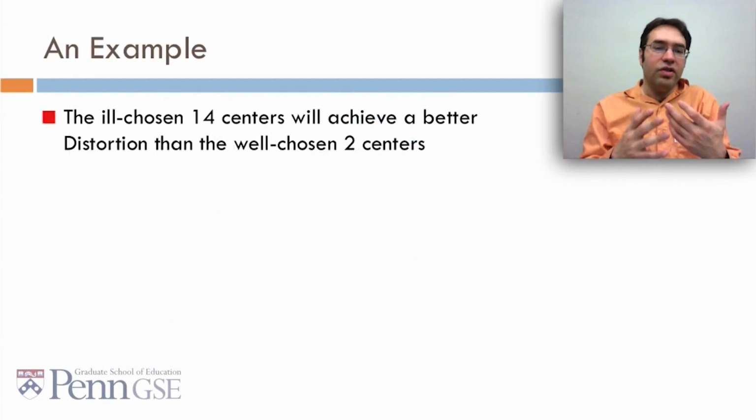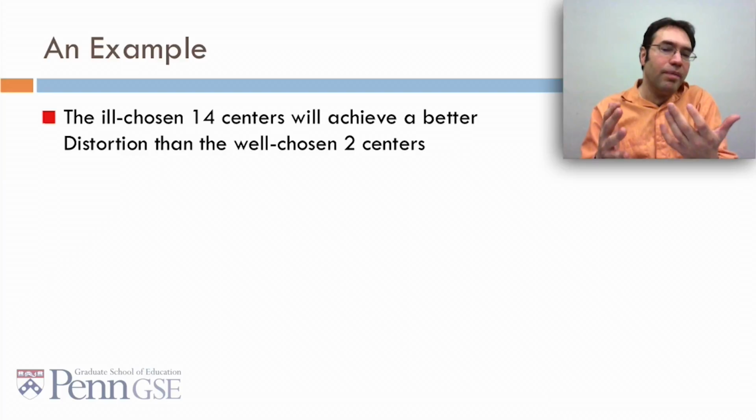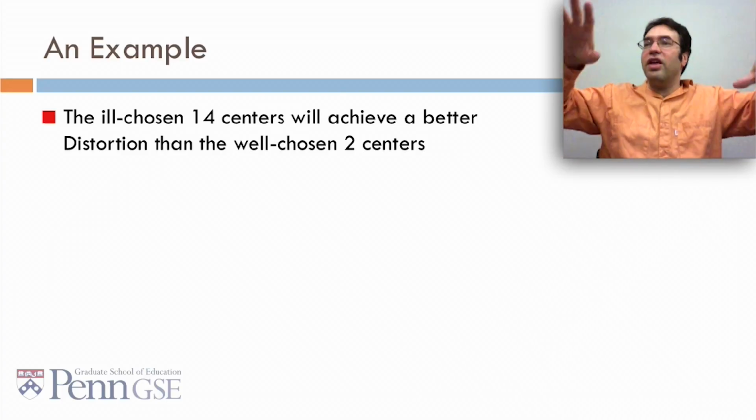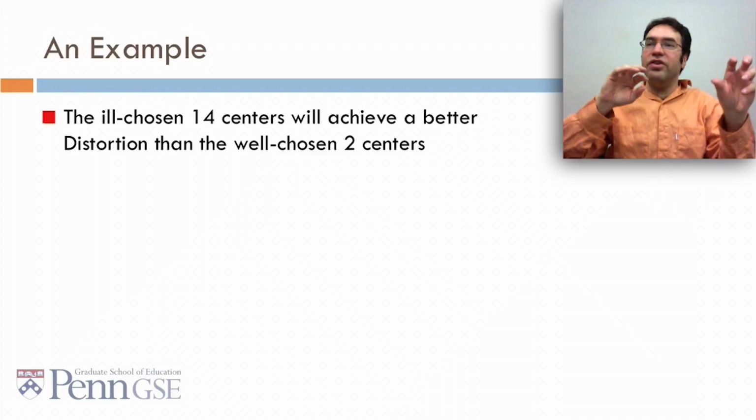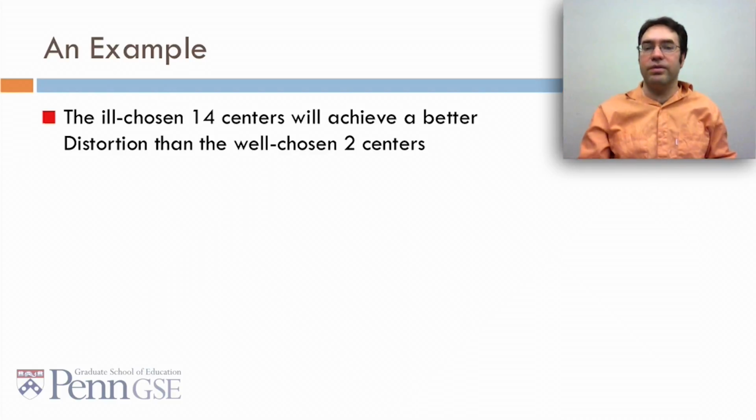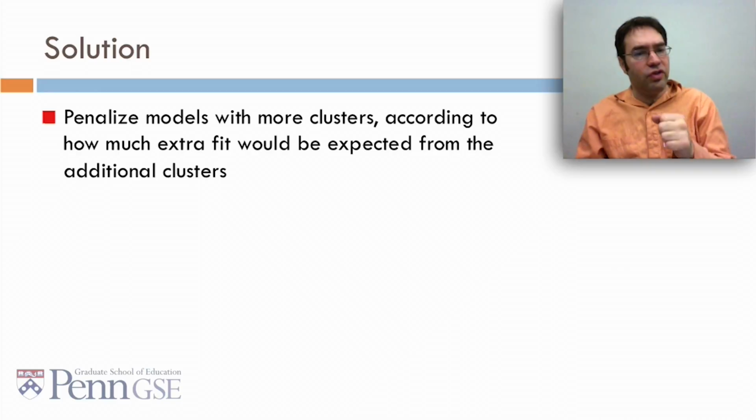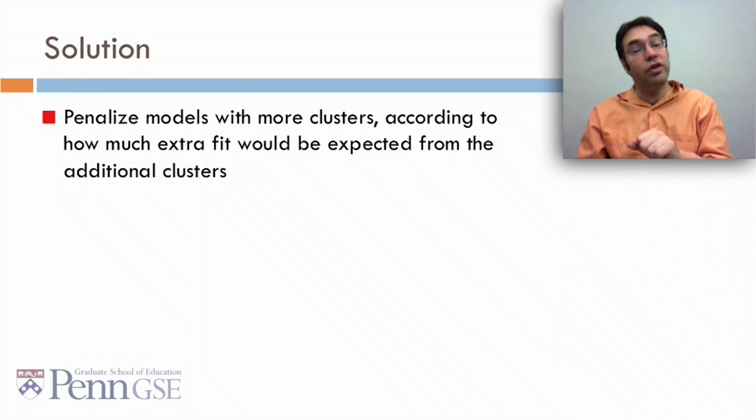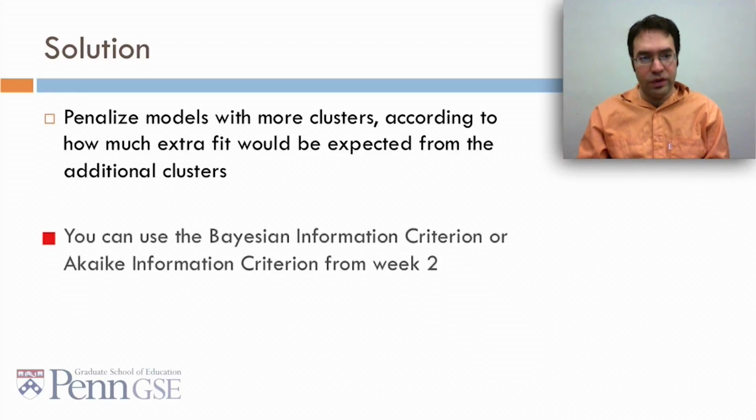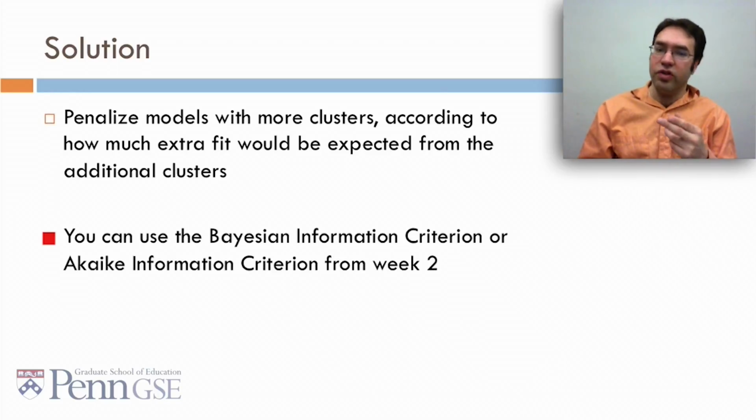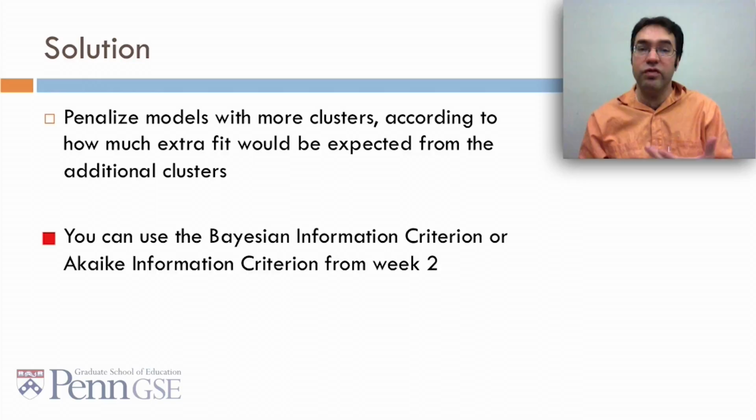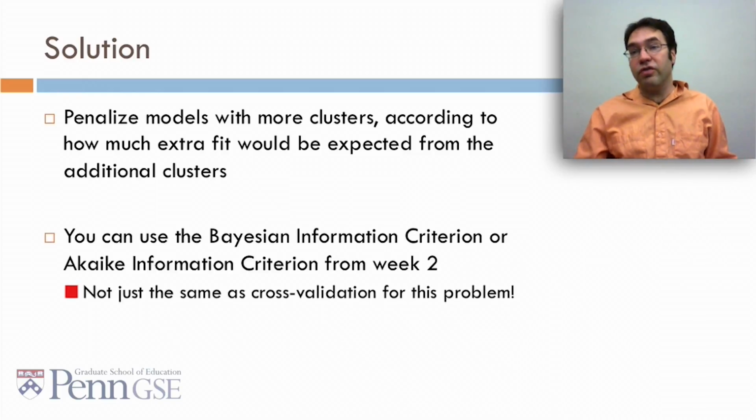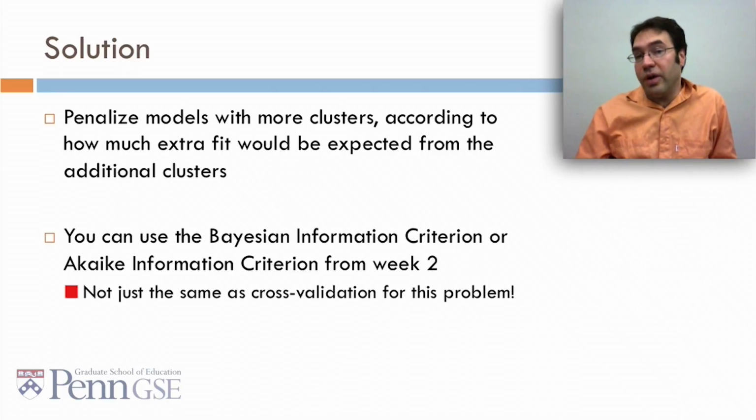So in fact, those ill-chosen 14 centers are going to achieve a better distortion than the well-chosen 2 centers. Because even though the 14 centers had nothing really to do with the actual points, they're still kind of closer and they fill the space better. So the solution is, rather than using cross-validation, penalize models with more clusters according to how much extra fit you'd expect from the additional clusters. And you can use the Bayesian information criterion or the Akaike information criterion from week 2 to do this. It's not the same as cross-validation for this problem because of what we just talked about.